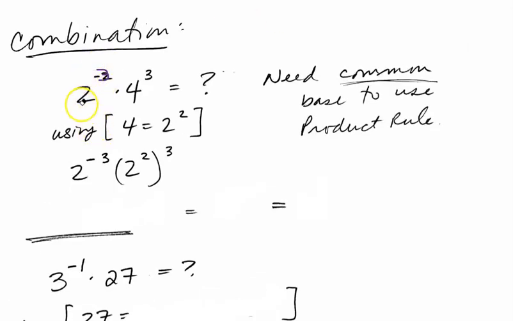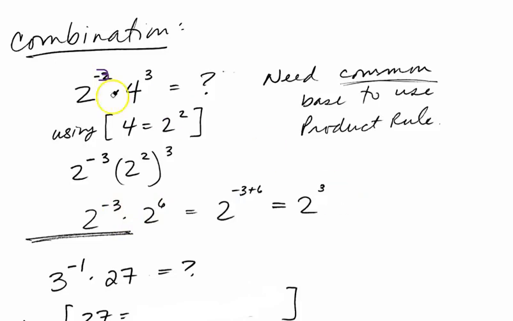Let's just say that this was 2 to the negative 3. It's not the best looking 3. Times 4 to the third power. So we're going to rewrite 4 as 2 squared. So now we're going to use the power rule. And then we can use the product rule to work from there. So we would have 2 to the negative 3 times 2 to the 6th. And now we can just add those exponents together, giving us 2 to the third.